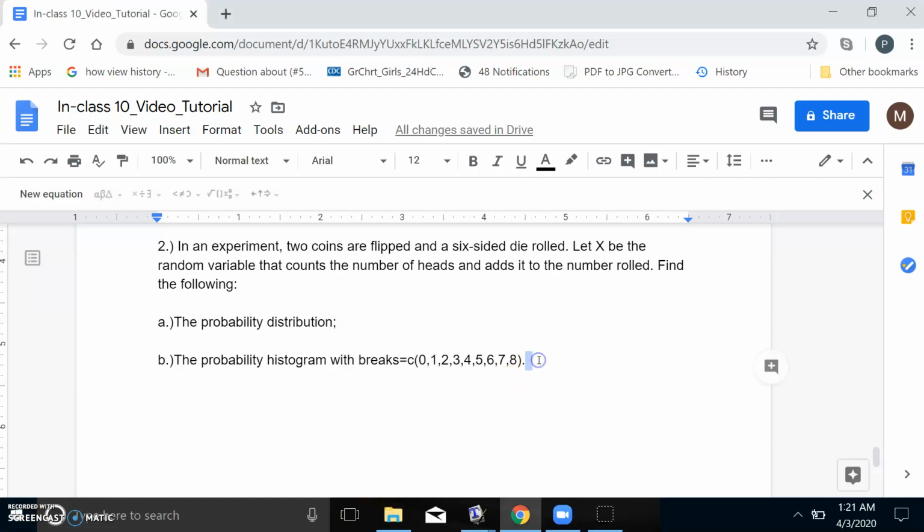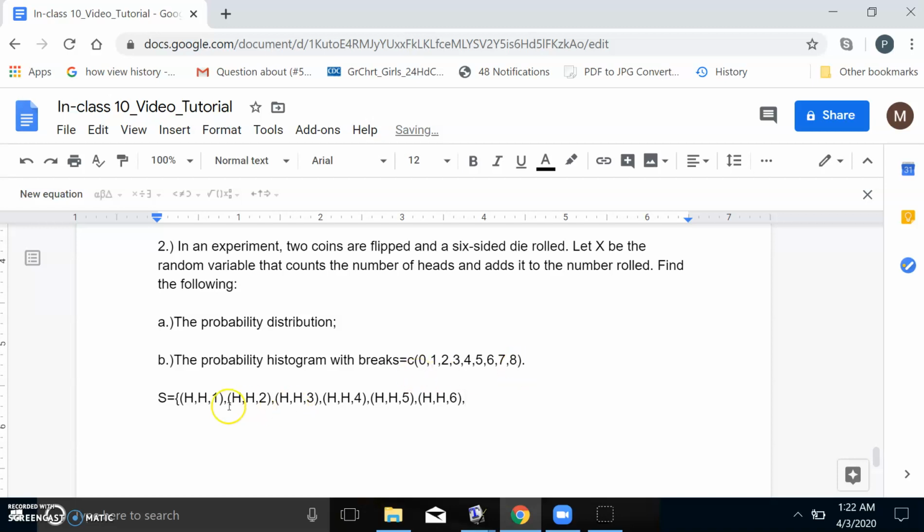Okay, so let's first look at the sample space, S. We could have heads, heads, 1. We could have heads, heads, 2. We could have heads, heads, 3, heads, heads, 4, heads, heads, 5, or heads, heads, 6.